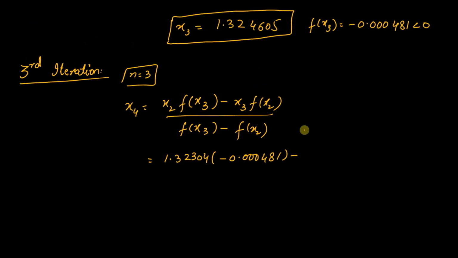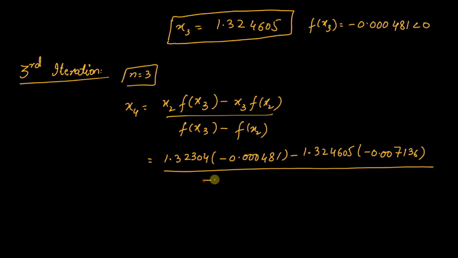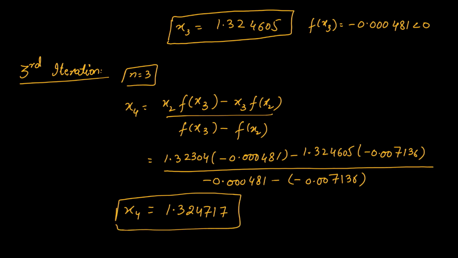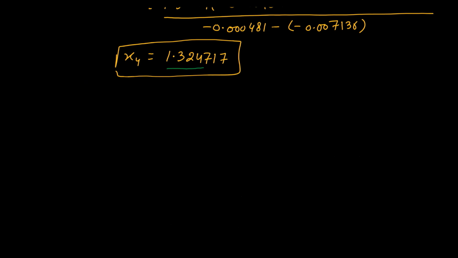Minus the value of x3 should be 1.324605, and f of x2 is negative 0.007136 divided by, we have negative 0.000481 minus, and f of x2 is negative 0.007136. After simplification, we will get 1.324717. Okay, so if we check, the value of x3 till 3 decimal places is 1.324, and the value of x4 is 1.324. So we achieved the accuracy after third iteration.